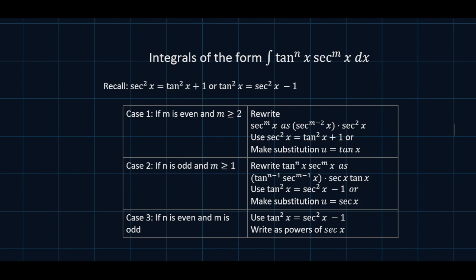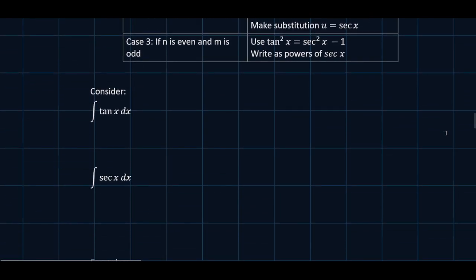Alright, before we proceed, let's consider these two interesting integrals. Consider the integral of tangent x dx. Previously, we had no way to solve this. But now that we have discussed how to integrate using integration by substitution, by some simple manipulation, we write tangent x as sine x over cosine x dx.